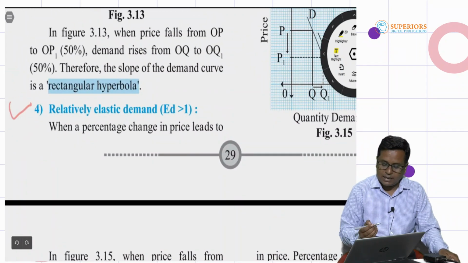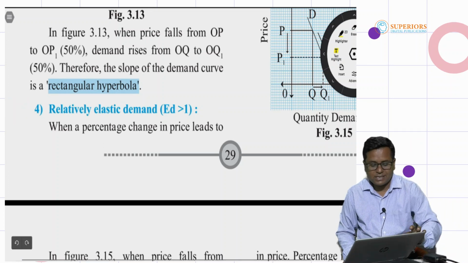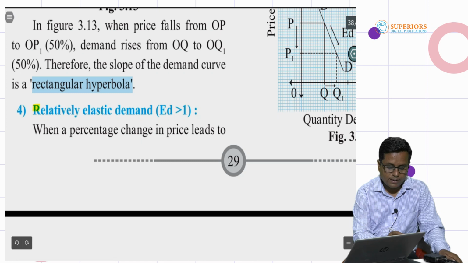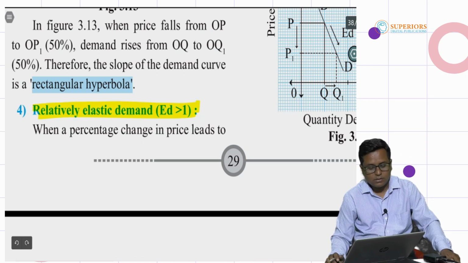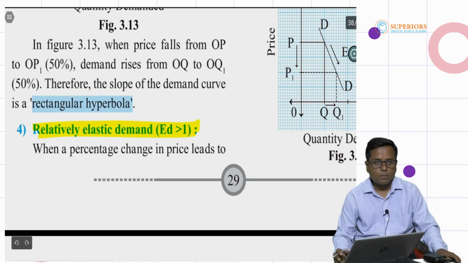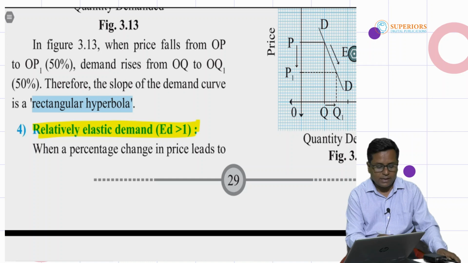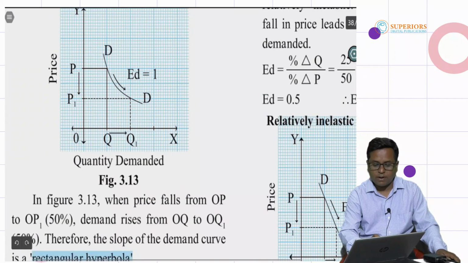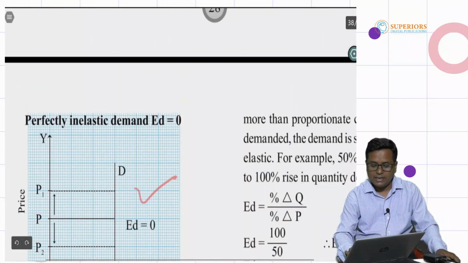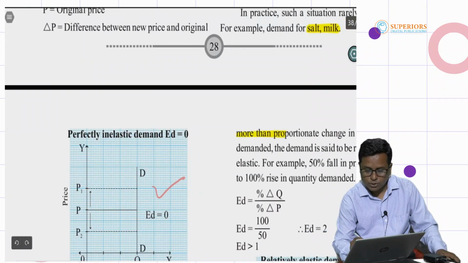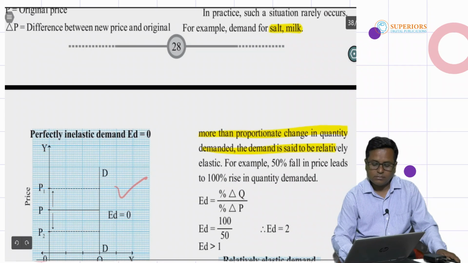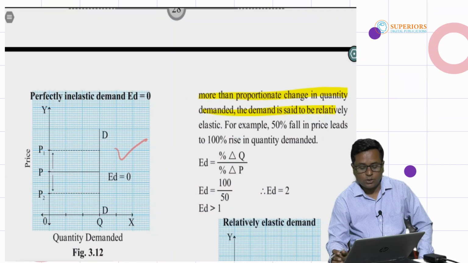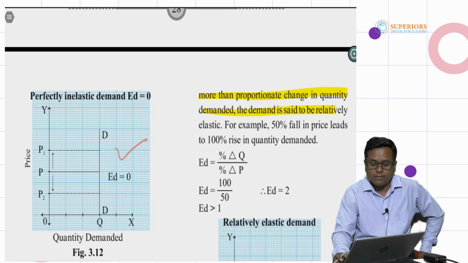Now, we are going to see the next type of price elasticity of demand, that is relatively elastic demand. What is meant by relatively elastic demand? Demand is said to be relatively elastic when a percentage change in price leads to a more than proportionate change in quantity demanded. Percentage change in price leads to more than proportionate change in quantity demanded. Then the demand is said to be relatively elastic.